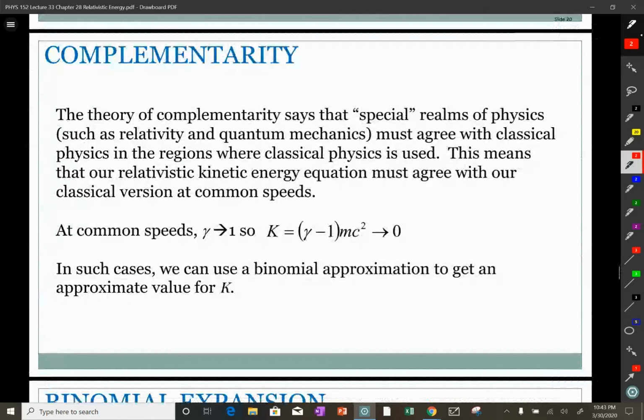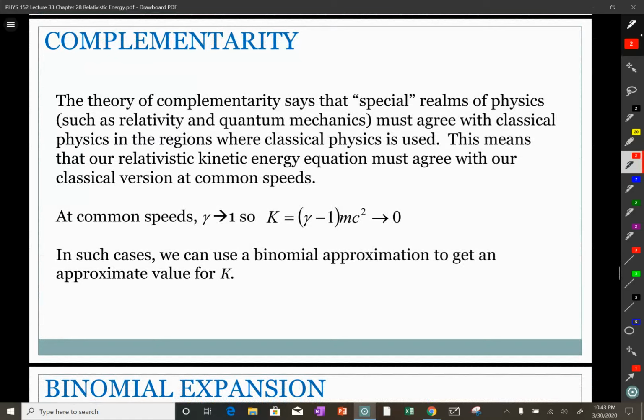Now, the principle of complementarity says that when you have some special realm of physics and you have some new physical equations, in the classical realm, they have to agree. So that means our new kinetic energy equation, that kinetic energy, K is often used for kinetic energy instead of KE, is gamma minus 1 times mc squared. That needs to agree with the classical equation of kinetic energy equal to 1/2 mv squared. And it doesn't seem like it does.